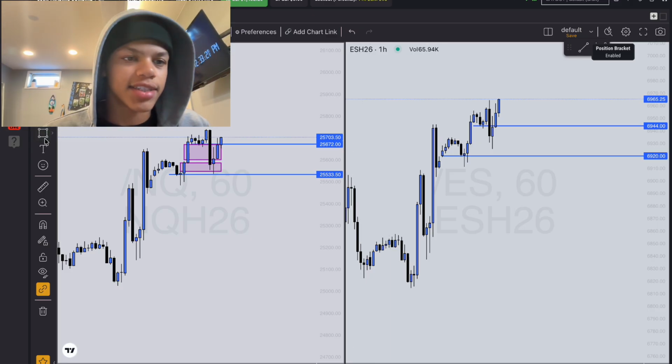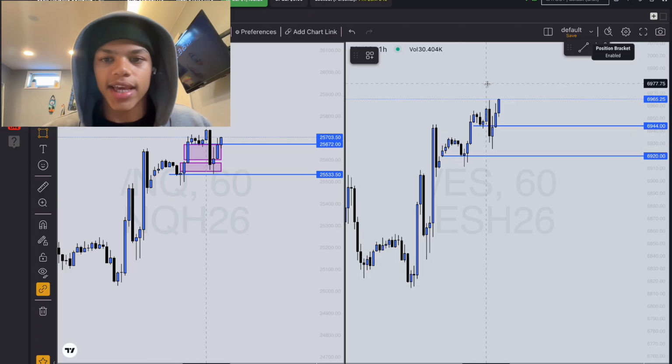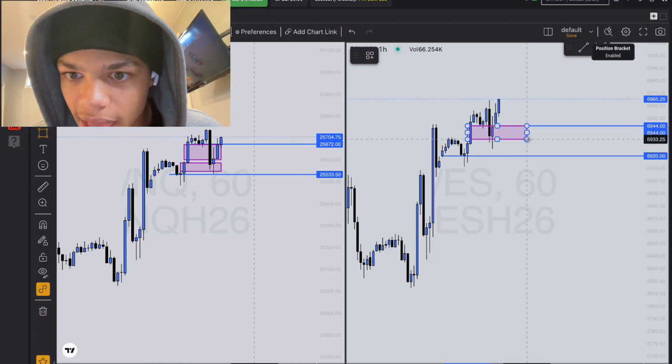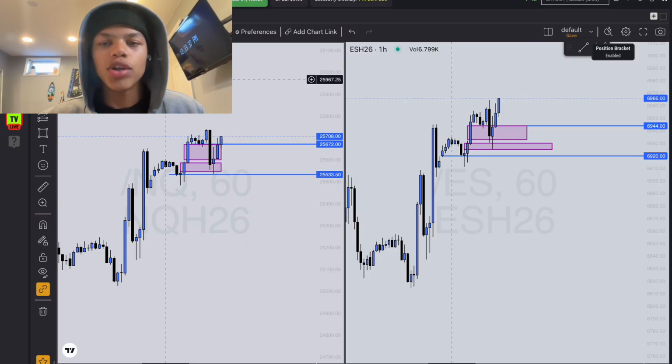But as you can see here, what was I just talking about? How our confluences pair between the indexes. We have those same gaps on the ES as well. So boom, I marked those up. And now what do I want to see?